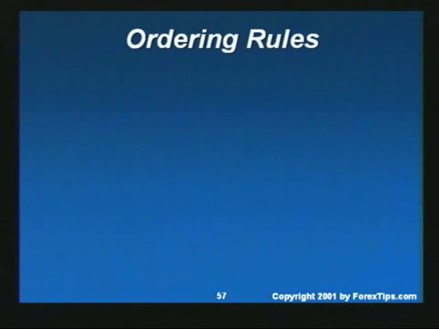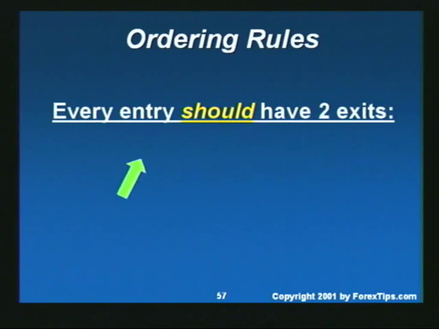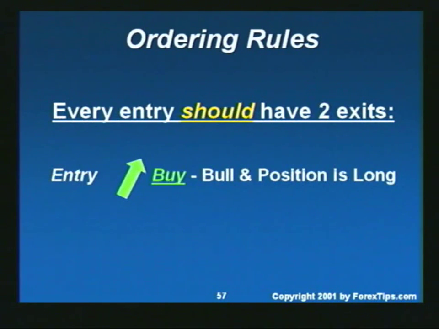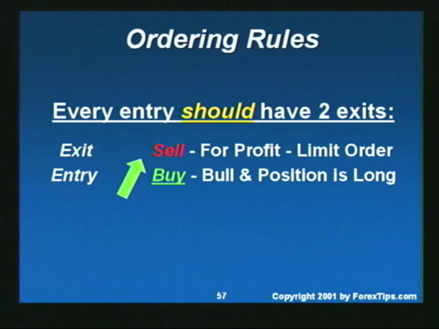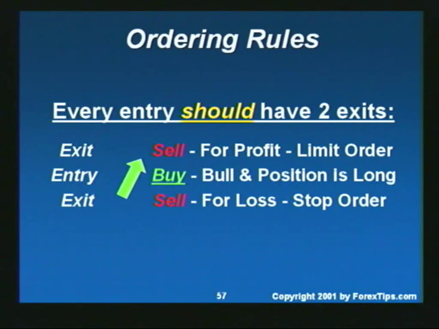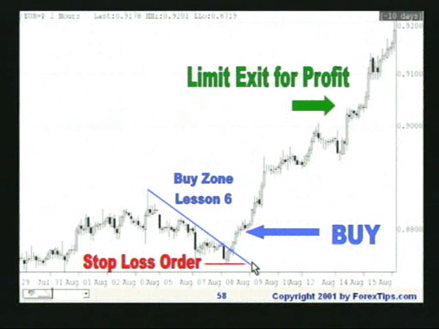Now, ordering rules. If you want to enter the market as a bull, you should have two exits. If you enter as a bull, your position is long. You should have a sell order for profit and a sell order for protective loss stop. After you enter the market, predominantly your limit order is for profit, your protective stop loss order is for loss. Now let's look at this.